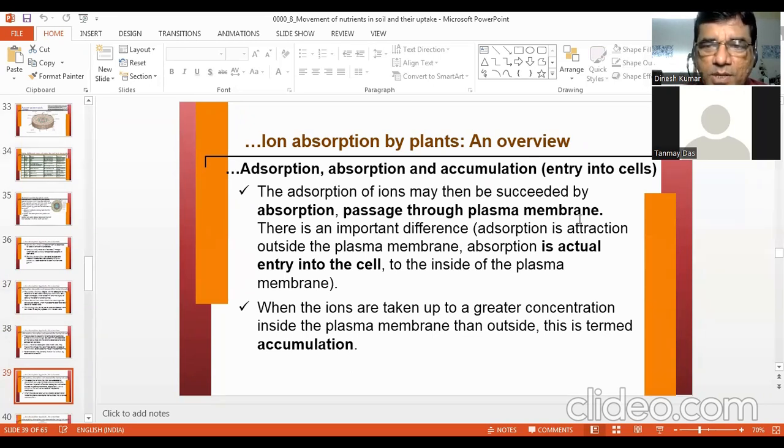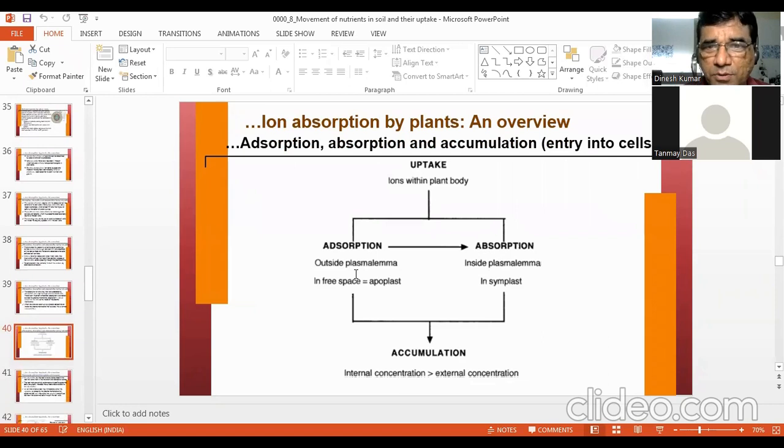The next step is passing through the plasma membrane. There is an important difference. Adsorption is attraction outside the plasma membrane, and absorption is actual entry into the cell, to the inside of the plasma membrane. That is absorption. When the ions are taken up to a greater concentration inside the plasma membrane than outside, this is termed accumulation. They are getting accumulated. Now you can see in this picture: uptake, then adsorption, then absorption, and finally they get accumulated.